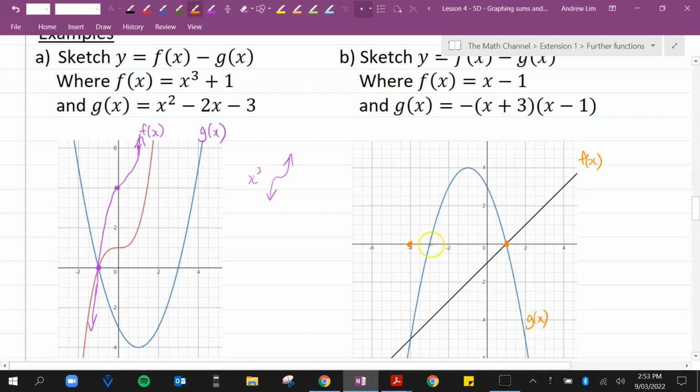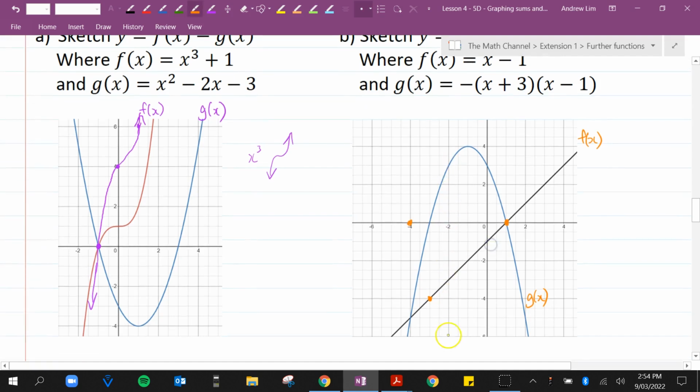Minus 4 minus 0 is minus 4. Minus 3 minus 3 is minus 6. Minus 2 minus 4 is minus 6. Sorry, minus 1 minus 3 is minus 4. Okay, so it looks like I can see a parabola forming.